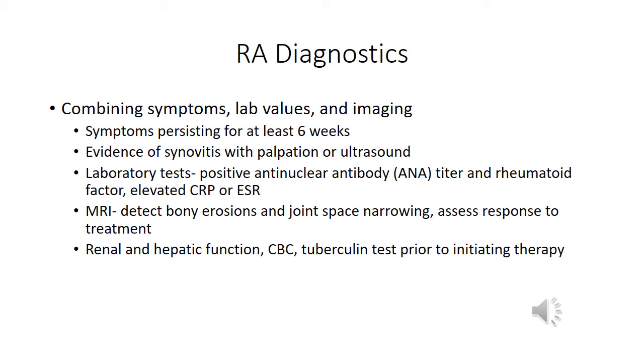Diagnosing rheumatoid arthritis involves combining symptoms, lab values, and imaging. Symptoms often persist for at least 6 weeks. There may be evidence of synovitis with palpation or ultrasound. Laboratory tests may reveal a positive anti-nuclear antibody titer and rheumatoid factor. The client may have an elevated CRP or ESR. MRI may detect bony erosions and joint space narrowing. MRIs may also be used to assess the client's response to treatment.